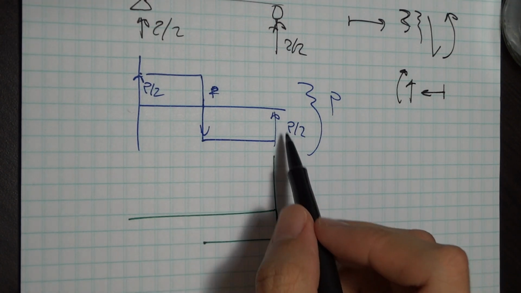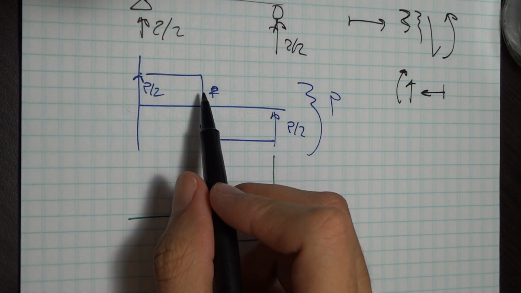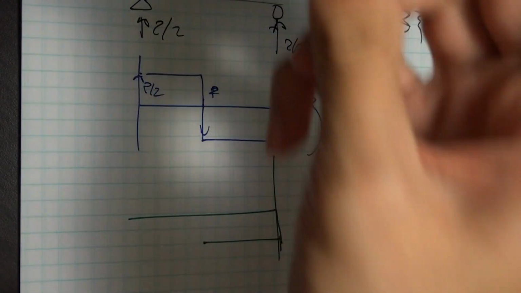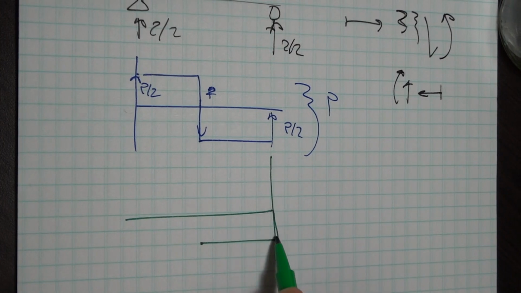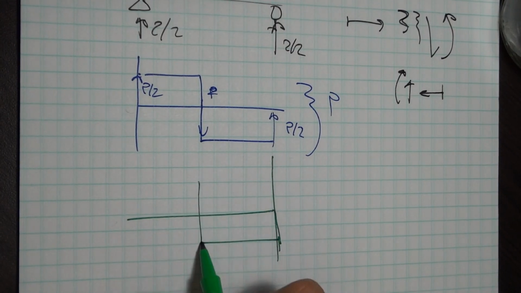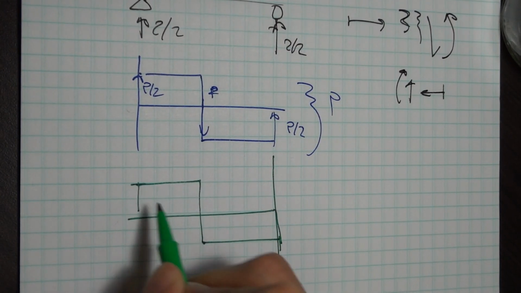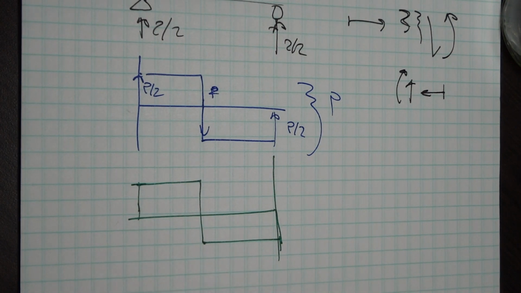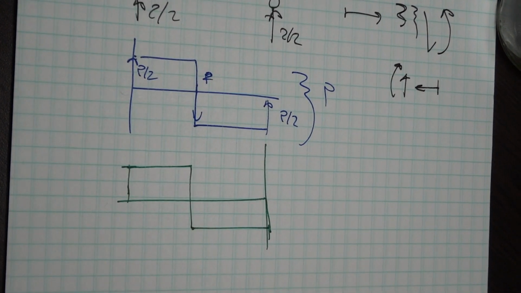So you're going down by P over 2, you're going up by P, and you're going down by P over 2. I'll illustrate that again. You're going down by P over 2, you're going up by P, and over here you're going down by P over 2. And that is, very quickly, how we just drew the shear diagrams without calculating anything.